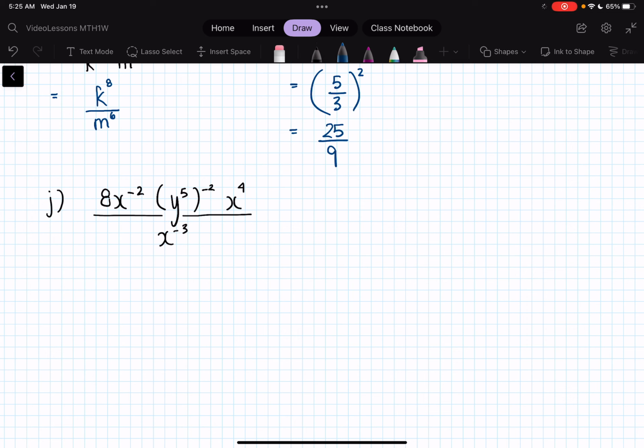Okay, so here, in this situation, like I said again, you always simplify numerator, denominator, and then deal with the whole fraction. So in my numerator, this 8 does not have a power attached to it. My x's, I can see same base. Same base multiplication, so that's going to give me x to the power 2 if I add those numbers. And then my base y has a power of -10.